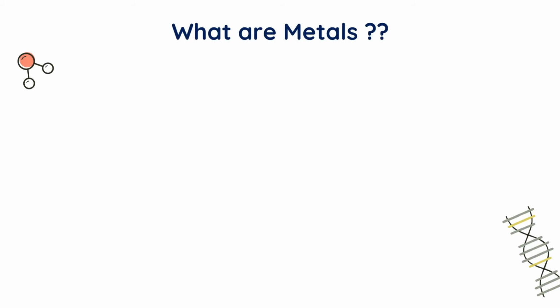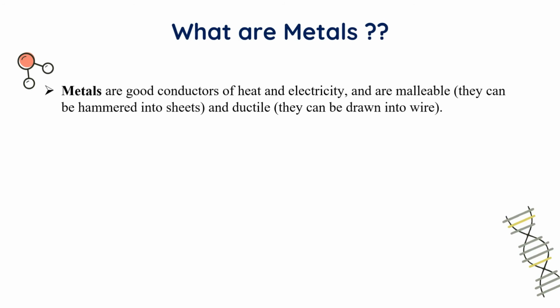Now, what are metals? Metals are good conductors of heat and electricity. We know that in our kitchen, most of the utensils are made up of metals. It is because they can conduct heat, and they are also good conductors of electricity. So we use metals instead of non-metals and semi-metals.